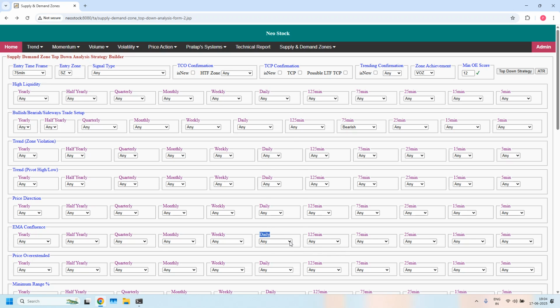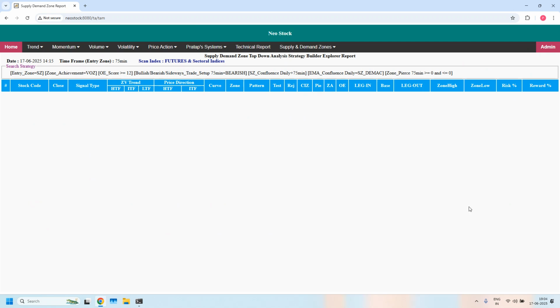At daily time frame, we are checking 75 minutes supply zone having daily EMA or not. Sorry, EMA confluence is here. So by setting this filter, we did not get this stock. So it is not having EMA.